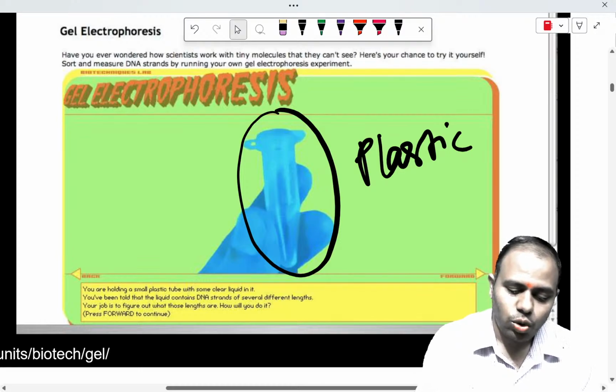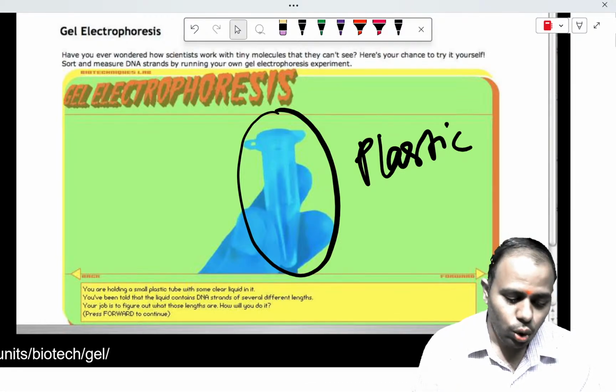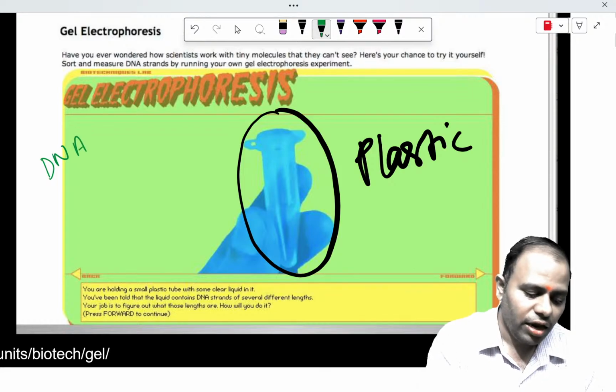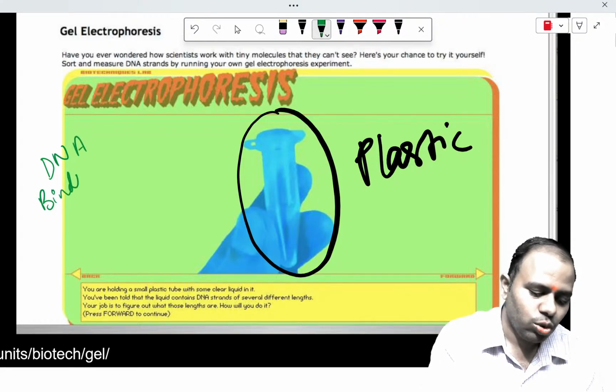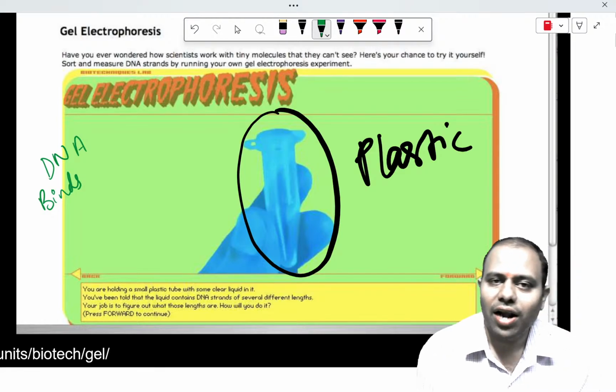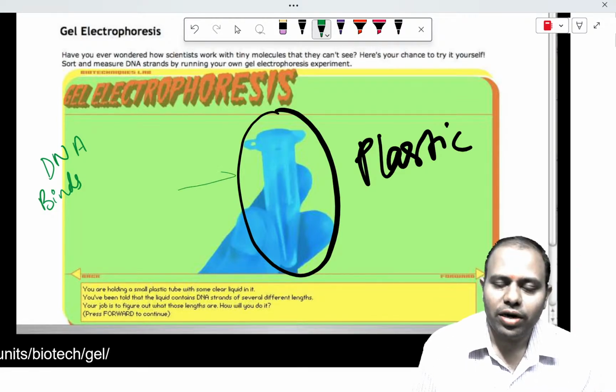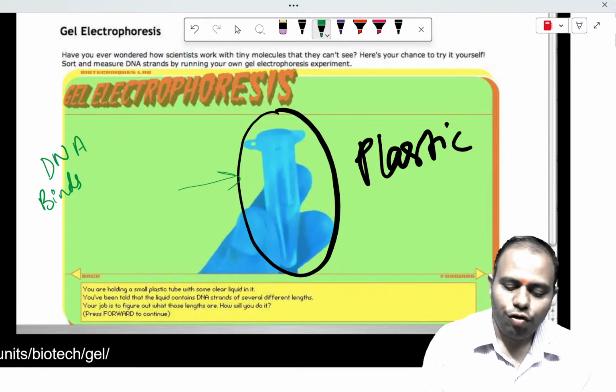DNA has a property in which it binds to glass. If you take a DNA sample in glass, it binds to it, so it is not easily separable. Therefore we use this kind of plastic tubes that are called vials.